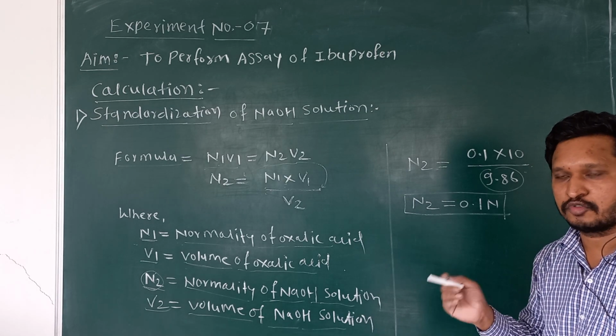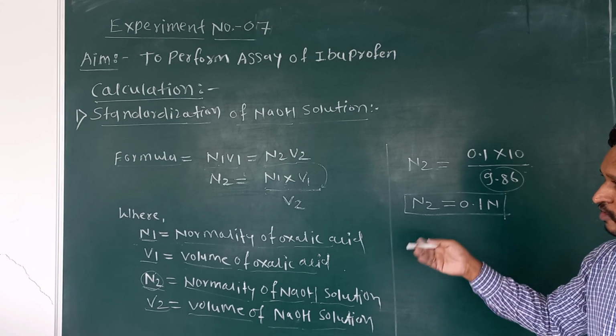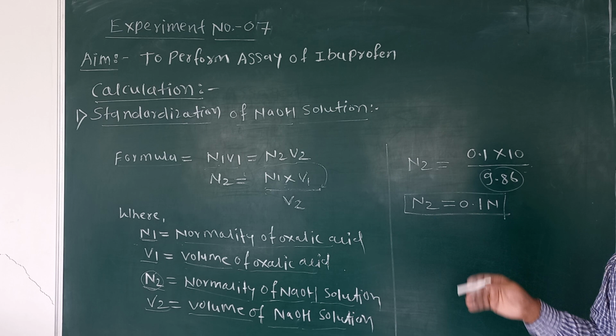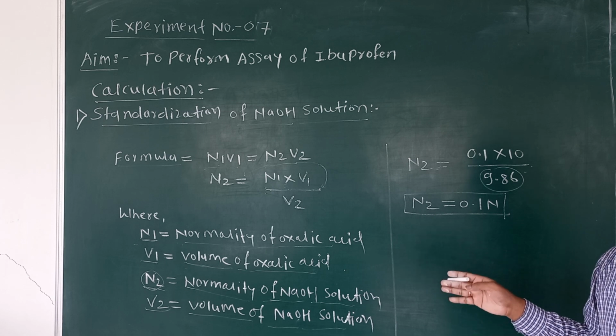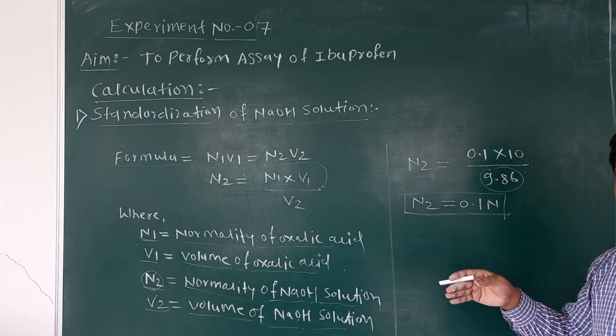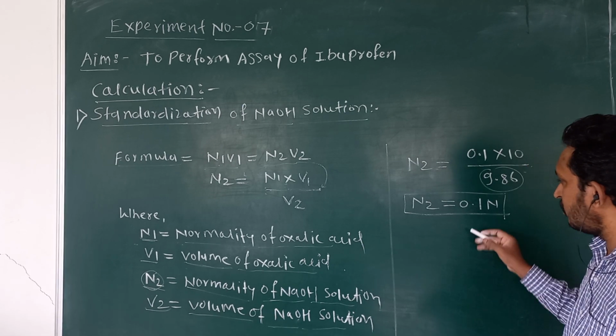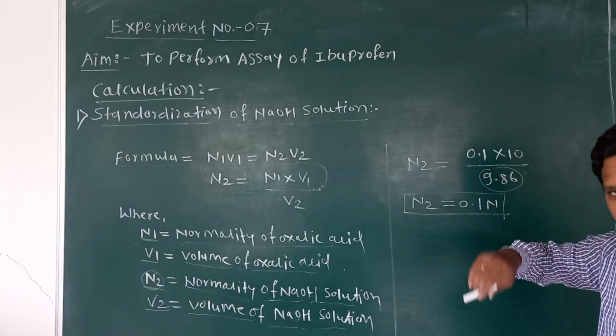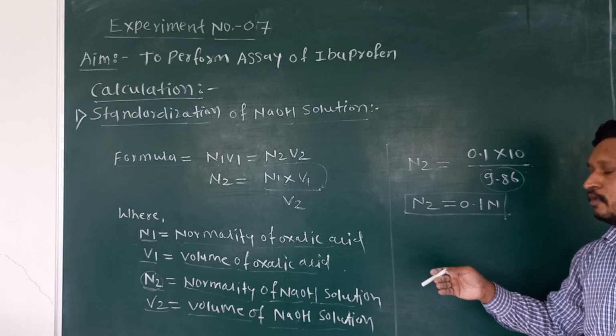Now after that, let us see the second part of the calculation, that is the assay of ibuprofen, where we will calculate the percentage purity of ibuprofen by taking this N2 value into the formula for the percentage purity of ibuprofen.